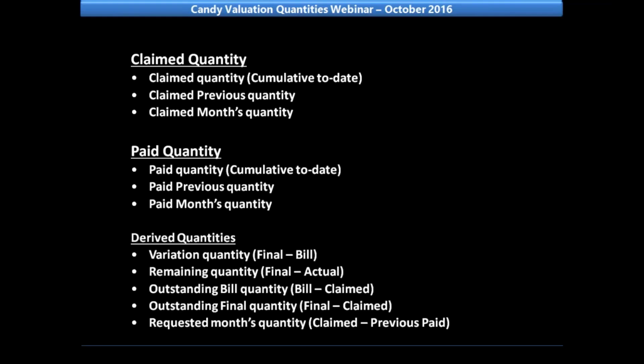From that, I have then derived quantities. My variation quantity is my final minus my bill. Then my remaining quantity is final minus actual. My outstanding bill quantity is bill minus claimed. My outstanding final quantity is final minus claimed. And then requested month's quantity is claimed minus previous paid.